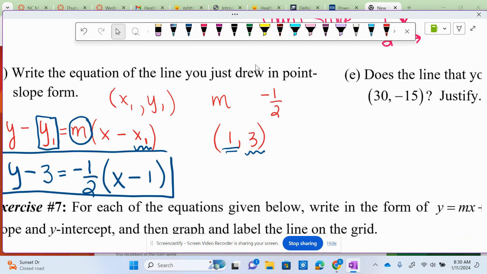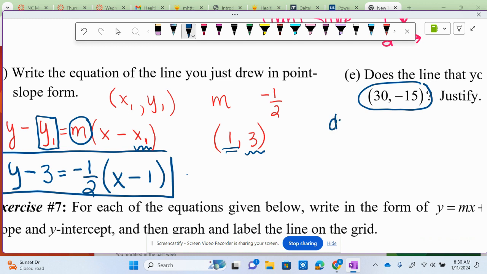Say again? No, it's not undefined. You mean because it goes on forever? No, all lines go on forever. They're undefined as if it's a vertical line. Okay. So how am I going to figure out if this ordered pair lies on this line?